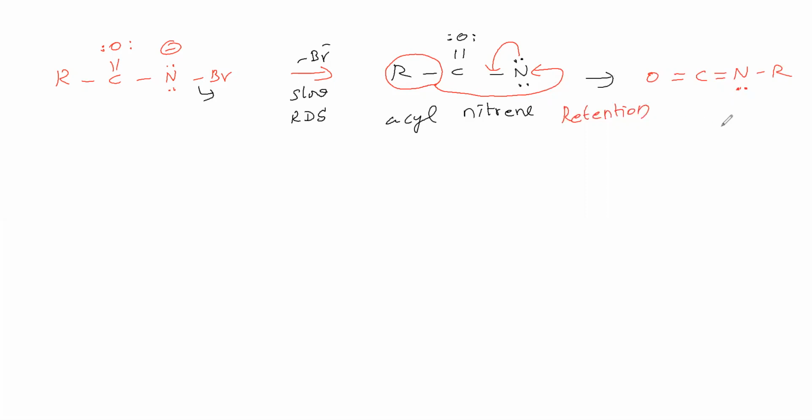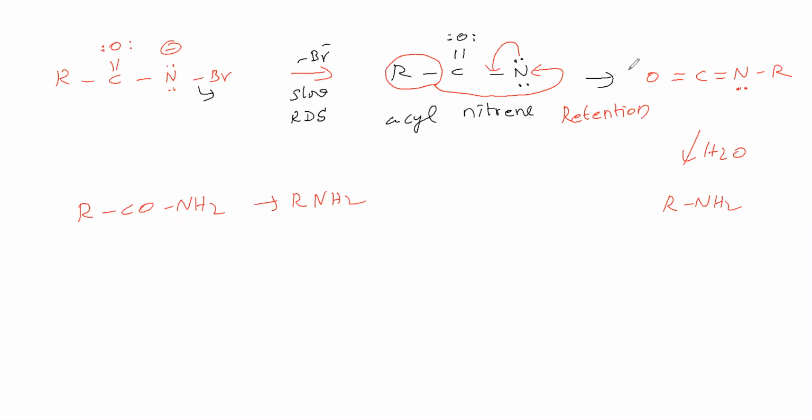Then this is taken for hydrolysis, and we get an amine. Therefore, it is called Hofmann bromamide degradation. In the Hofmann bromamide degradation, the reactant is RCONH2 and the product is RNH2.